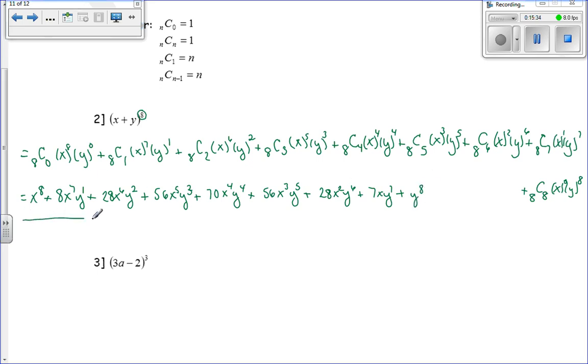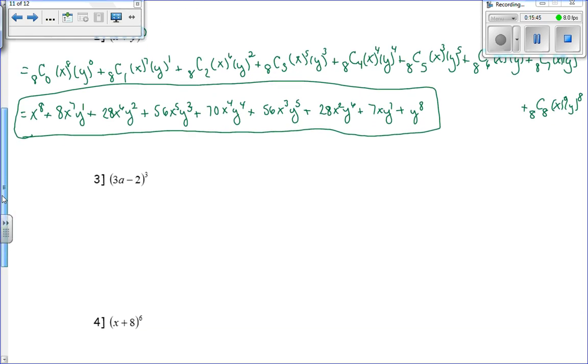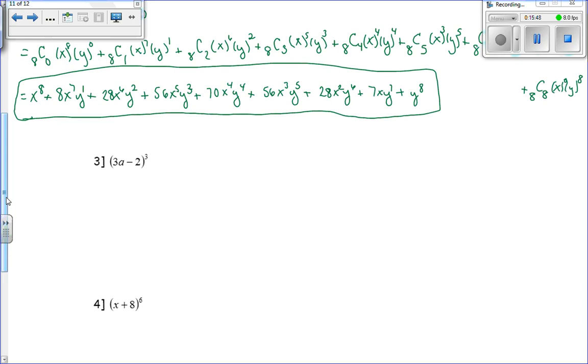That is a lot of work to expand that, but it's not difficult work. It's just repetitive work.